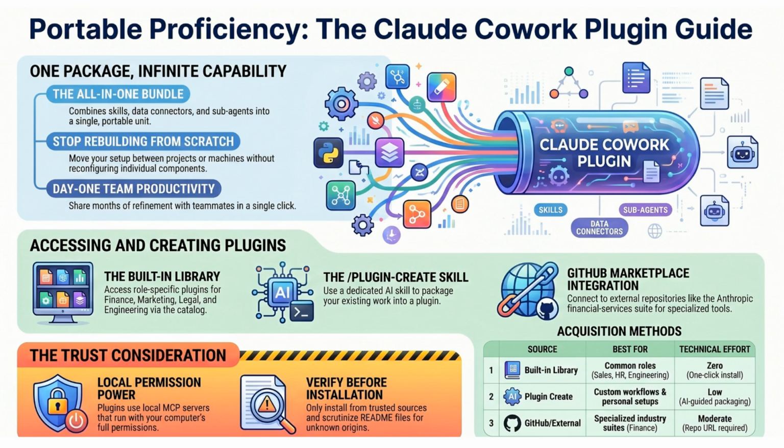Remember the 3 main ways to work with plugins. First, you can install built-in plugins from the Cowork plugin library. These cover common business functions, such as sales, finance, legal, marketing, HR, engineering, design, operations, and data analysis. Second, you can build your own using the plugin create skill, starting from a template or from scratch. Third, you can access external plugin collections from GitHub, including larger ecosystems like the financial services plugin suite.